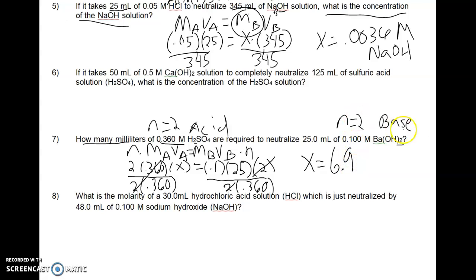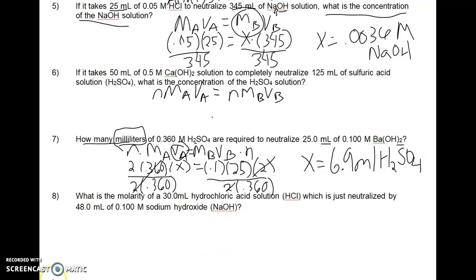6.9. And again, for units, I want to go back to see what my problem asked for. It asked for volume of the acid, and the volume of the acid is going to be in milliliters, not just because they're asking for it in milliliters, but because when we plugged in volume on this side of the equation, it was in milliliters, so our answer for volume will also be in milliliters. So we have 6.9 milliliters of our acid, because that's what we were solving for, which is H2SO4.